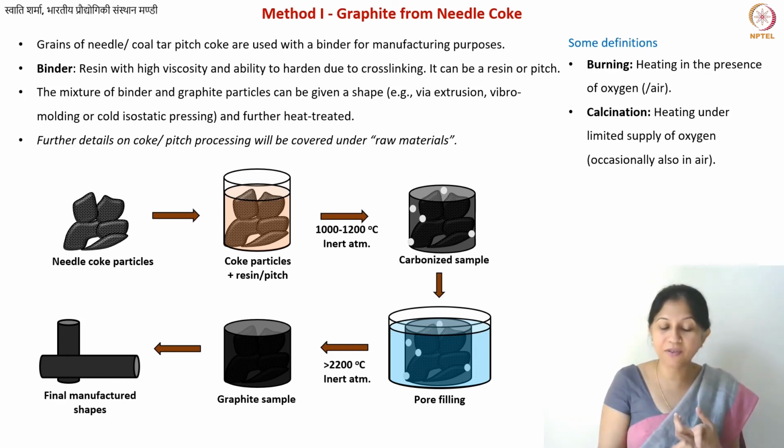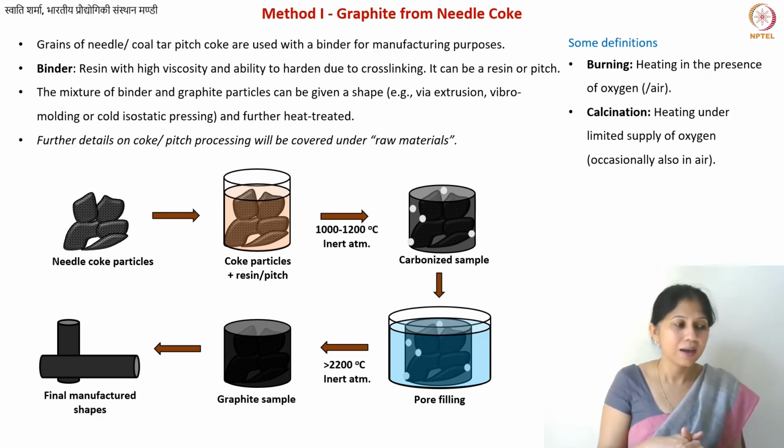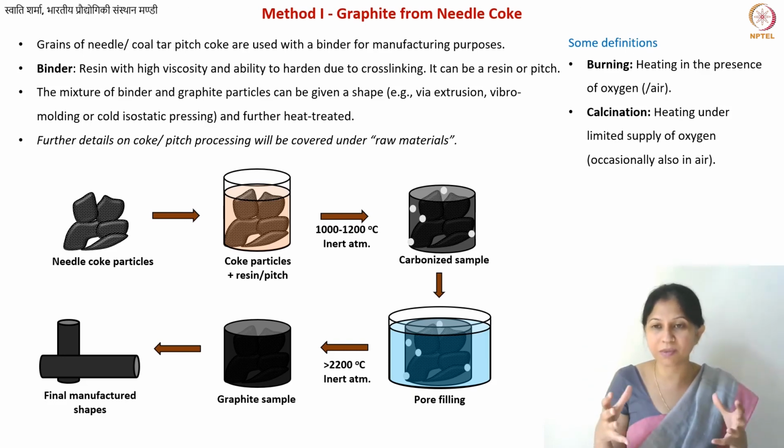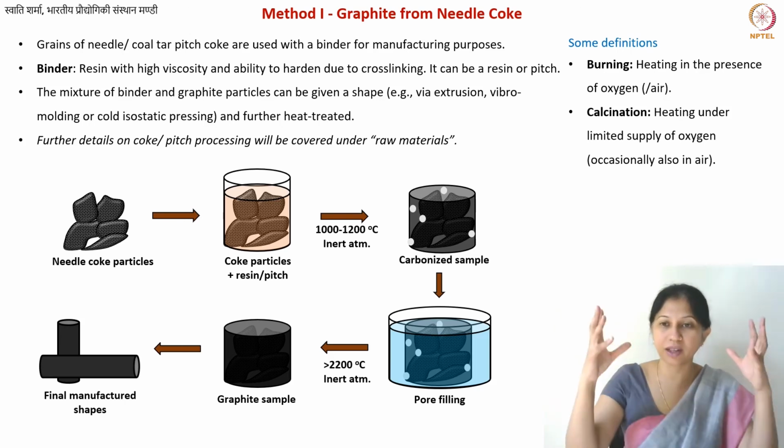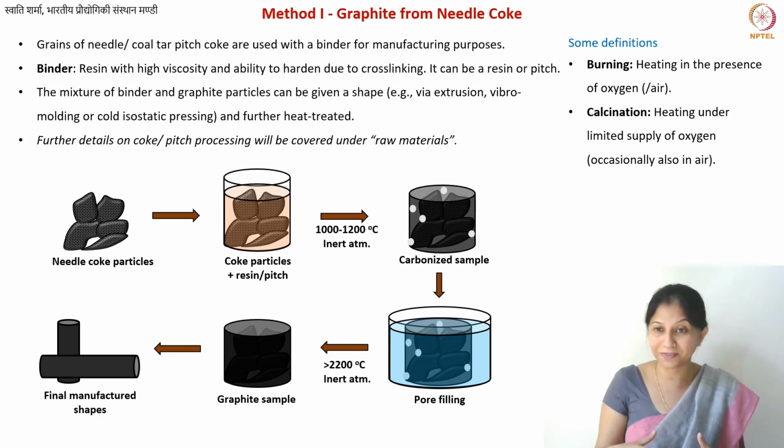Calcination, typically you should do in the presence of air too, but with a controlled atmosphere, controlled air, with limited supply. Burning is just you leave it outside, in the open, and let it get as much oxygen as it wants. But calcination is a controlled quantity of air or oxygen.